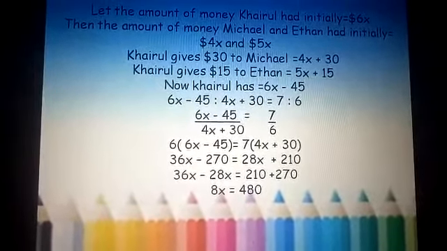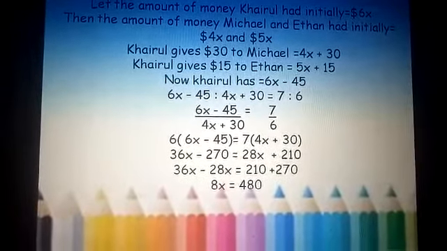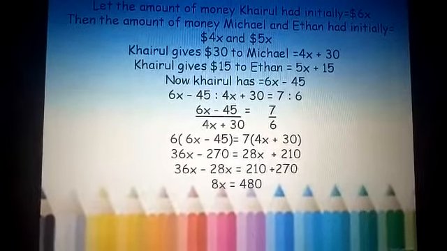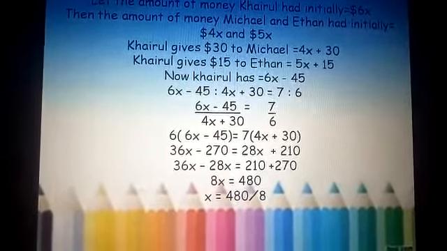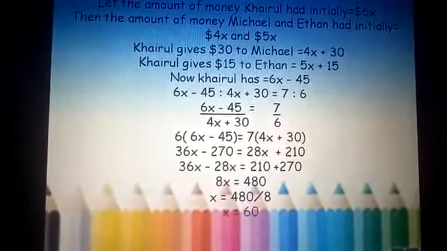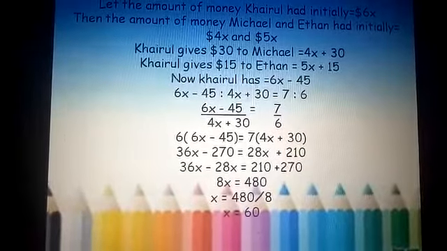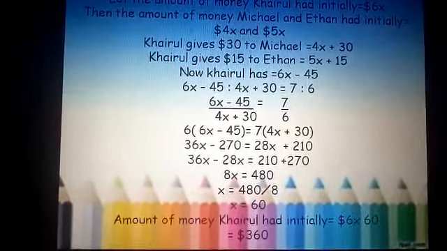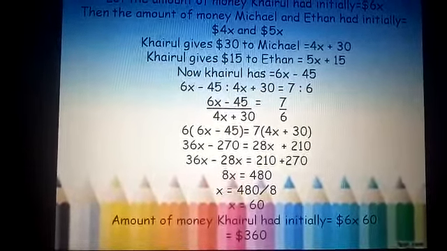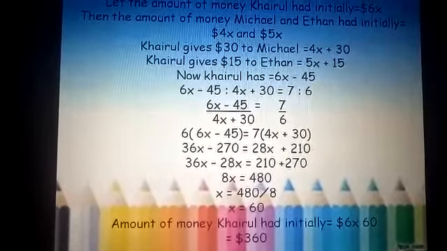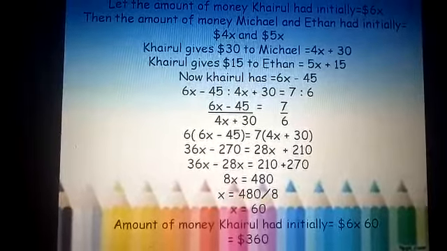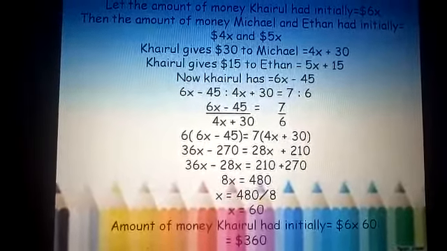8 is being multiplied with x. When we move this multiplying 8 to the other side, the operation will be opposite. It will be division. So now we will divide 480 by 8 and then we will get the value of x, that is 60. Now the amount Khairul initially had is 6x. So we place the value of x, that is 60. 6 multiplied by 60, that is $360 Khairul had initially.